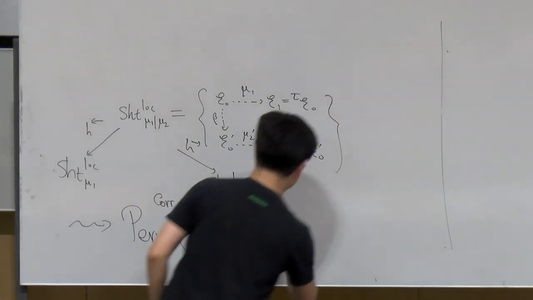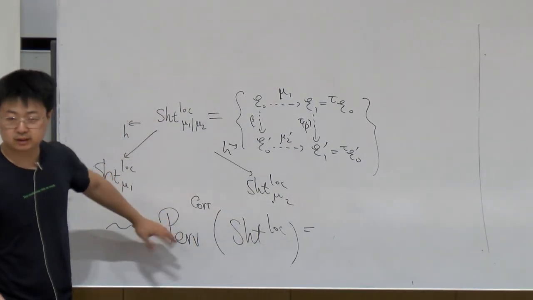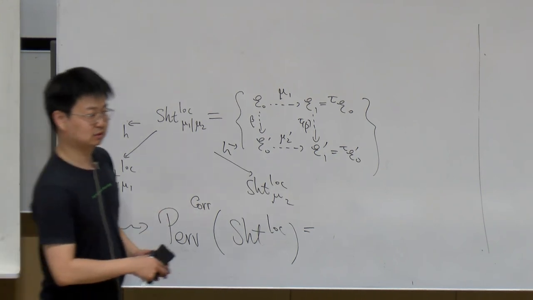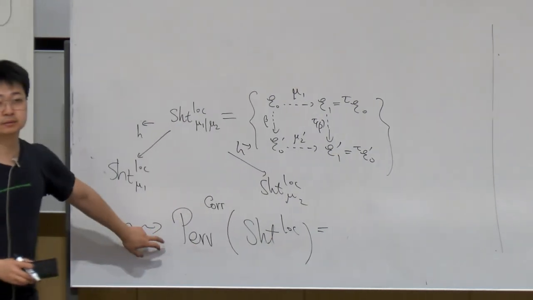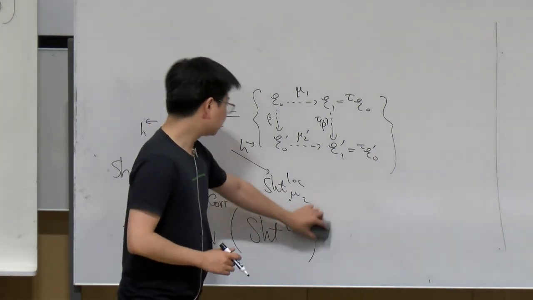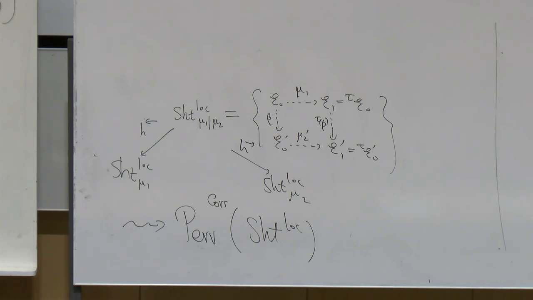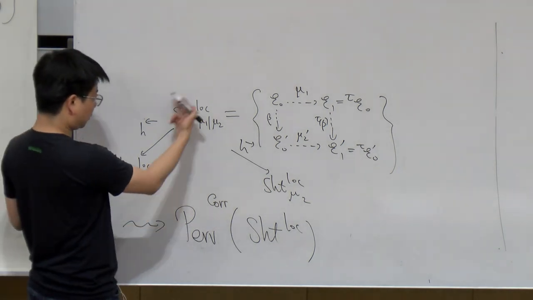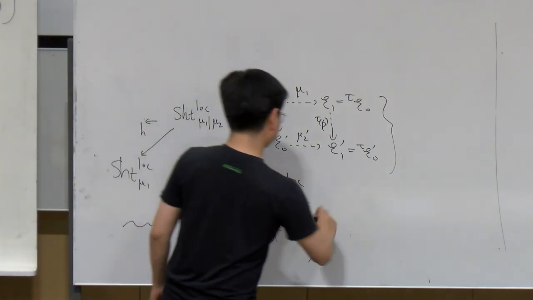Maybe let me just make it precise. Is this okay? I mean, the definition, should I write it down? So it's the definition of what? Of this category. So can you say in words? The objects are? Objects are perverse sheaves on the local Shtukas. Morphisms are given by cohomological correspondences supported. So maybe let me write it down.